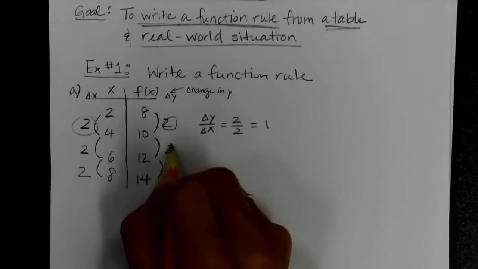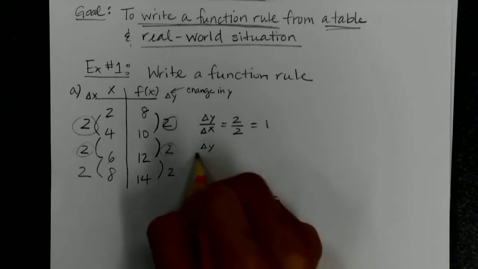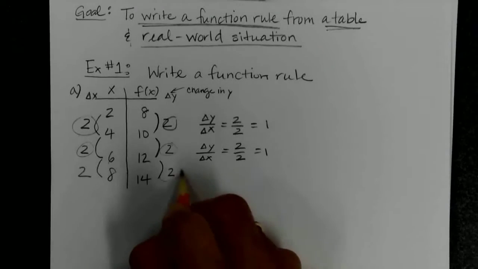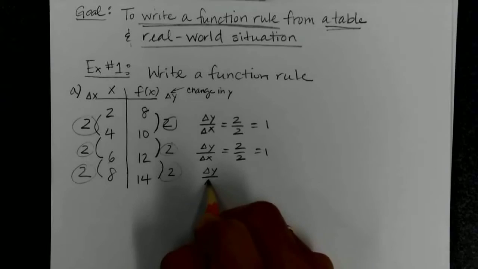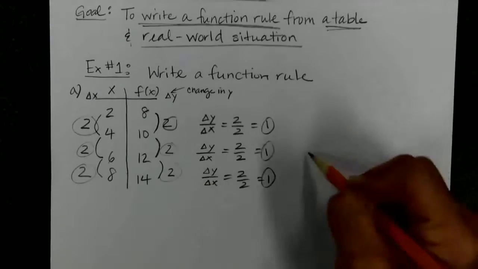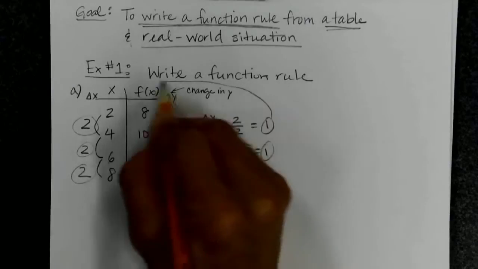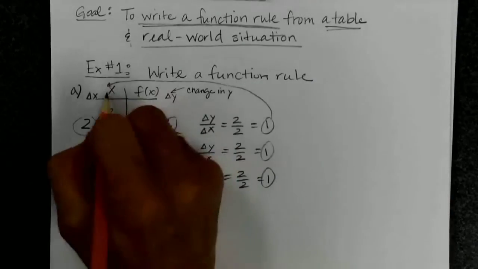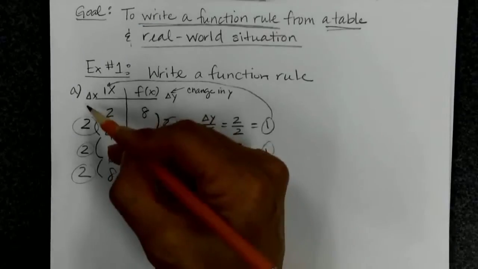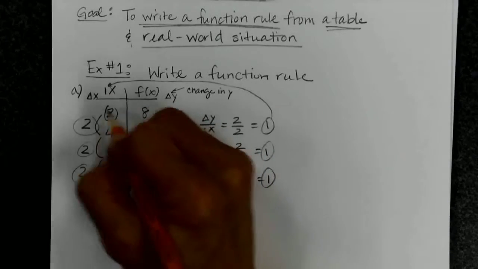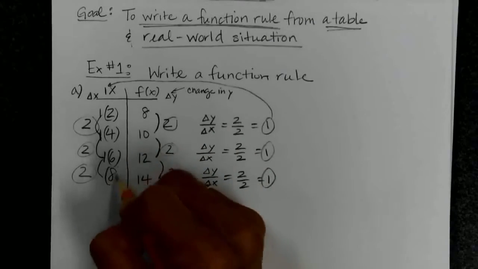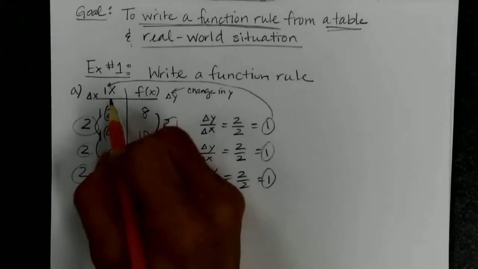We're going to do the same thing again. Change in y over change in x is 2 over 2, which is still 1. And over here, change in y over change in x is 2 over 2, which is 1. Since these are all the same, we take this number and multiply by x. So we put the 1 there. If they're all the same, that's the number you multiply x by. So 1 times 2, 1 times 4, 1 times 6, and 1 times 8. So it's 1x.